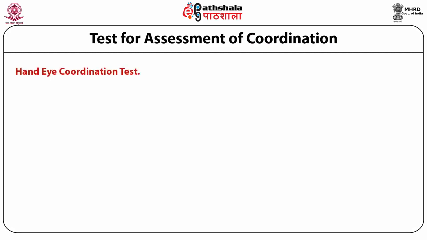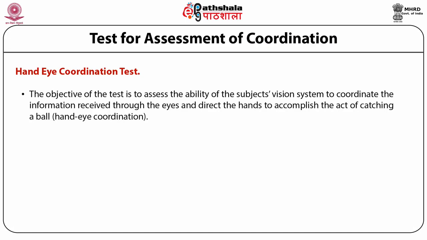First one is the hand-eye coordination test. The objective of the test is to assess the ability of the subject's vision system to coordinate the information received through the eye and direct the hand to accomplish the act of catching a ball, called hand-eye coordination. The required resources for this test are a tennis ball, a stopwatch, a smooth wall, and assessors.